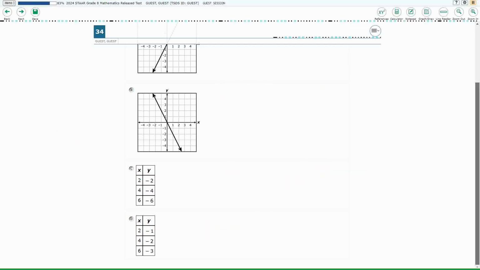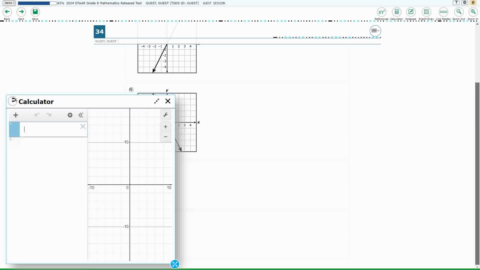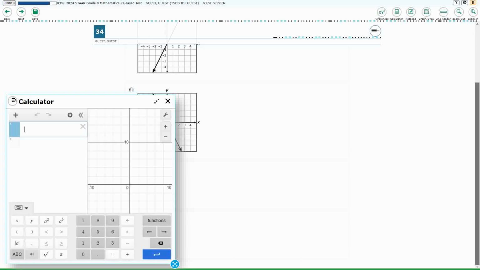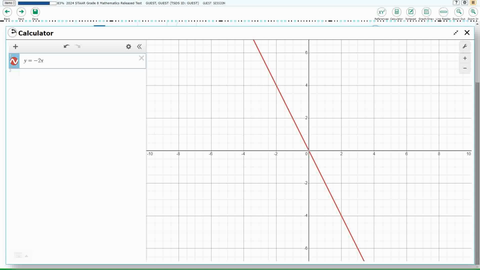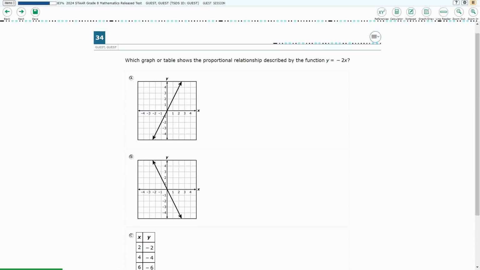And like I said, we could also just put it into Desmos here, and we could just graph, and we could just say y equals negative 2x, and you see we get that same one that matches right up here. We can also check the table of values if we need to. Either way here, our answer is going to be B.